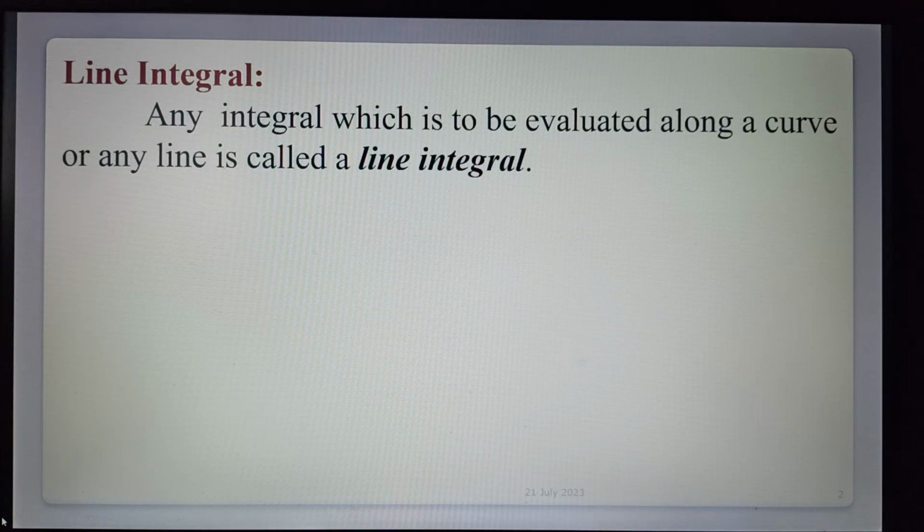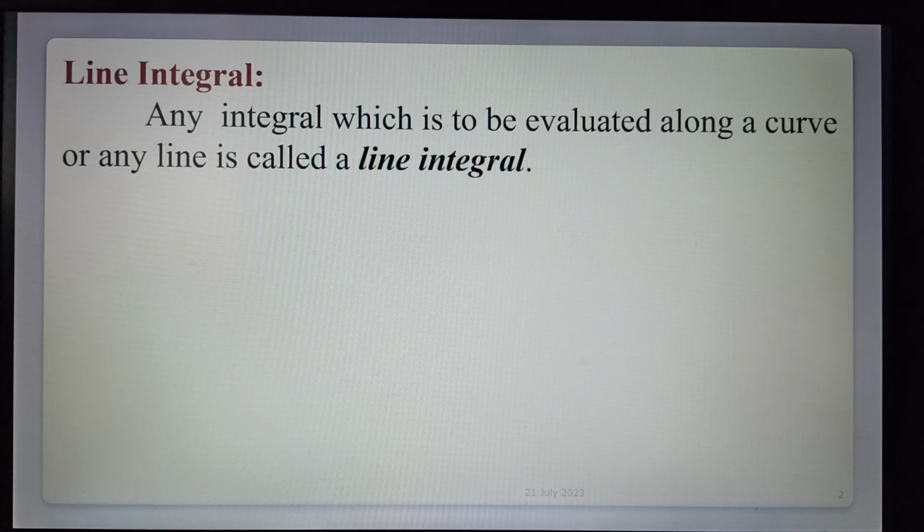Hi students, today we are learning vector integration, the first lecture on vector integration. In the previous lecture we completed vector differentiation. In vector integration we learn line integral, surface integral and volume integral. We have already found integrals in the lower classes and previous units.